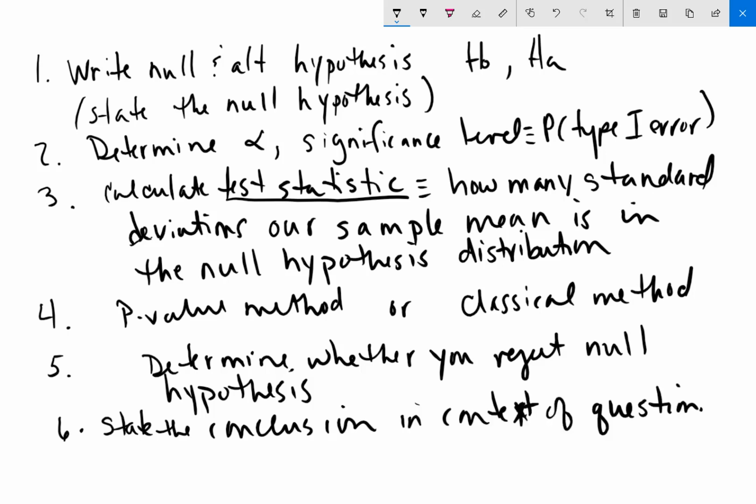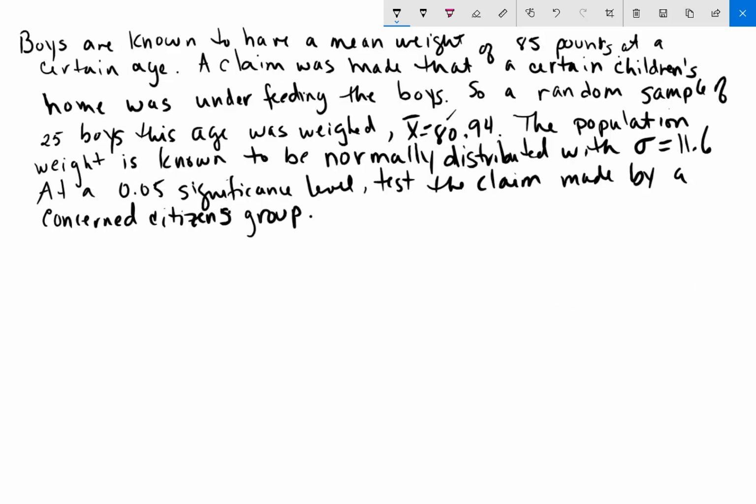So now it's time to do an actual example. Boys are known to have a mean weight of 85 pounds at a certain age. A claim was made that a certain children's home was underfeeding the boys. So a random sample of 25 boys this age was weighed. It produced a mean weight of 80.94 pounds. The population weight is known to be normally distributed with a population standard deviation of 11.6. At a 0.05 significance level, test the claim made by this concerned citizen group.